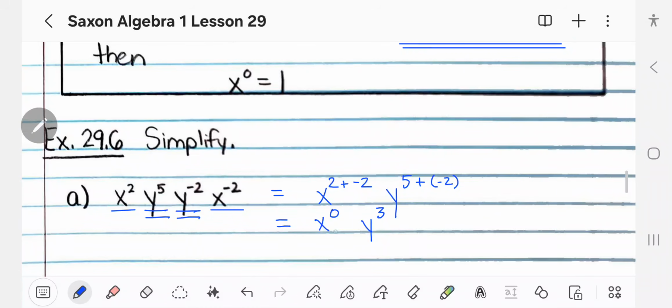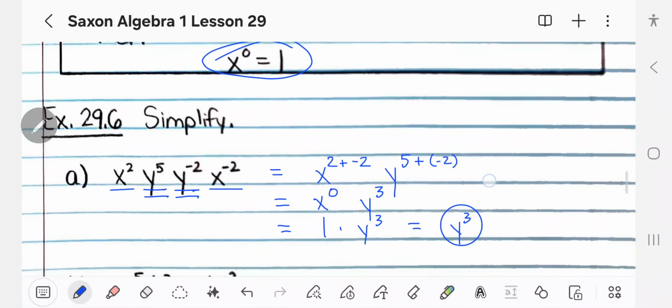Here's something a little new. x to the 0 then. Well, we know x to the 0 is equal to 1. So that's just 1 times y cubed. And when you multiply something by 1, you just get that answer. So the answer for A is y cubed.